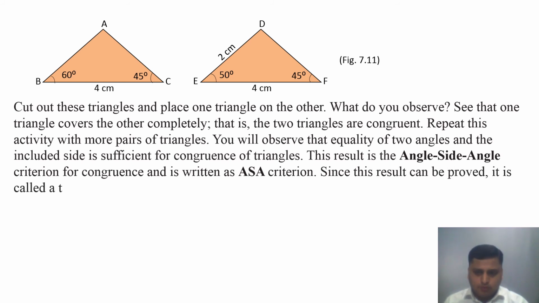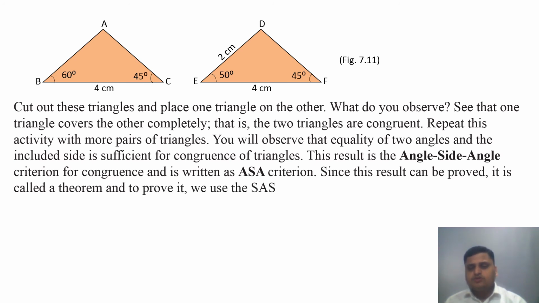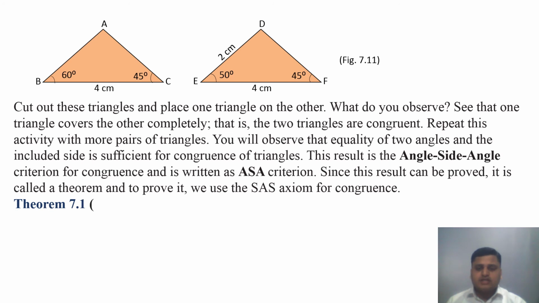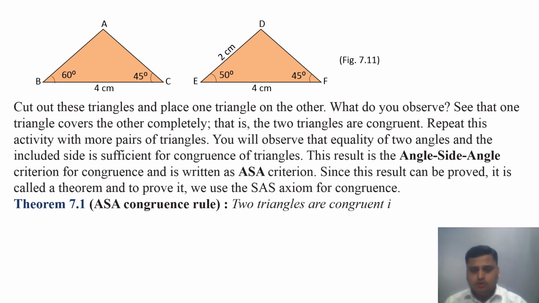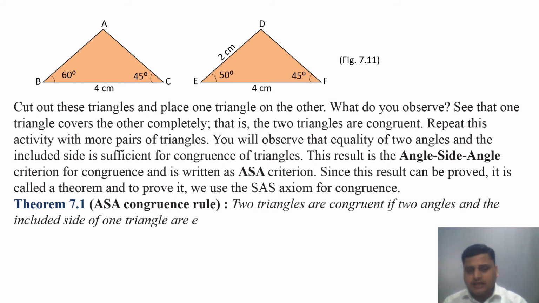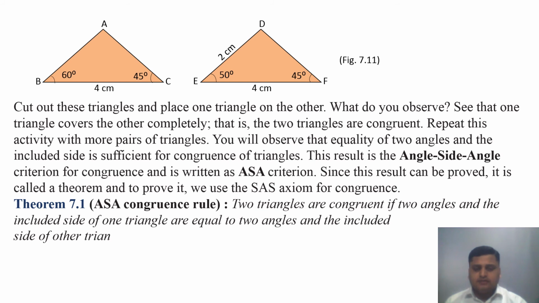This result can be proved, so it is called a theorem, and to prove it we use the SAS axiom which we discussed previously. That's why we are calling this theorem 7.1, which is known as the ASA congruency rule. Two triangles are congruent if two angles and the included side of one triangle are equal to two angles and the included side of the other triangle. Is it clear to everyone?